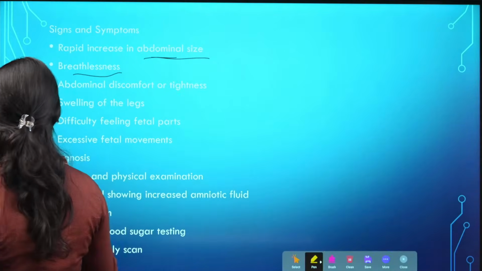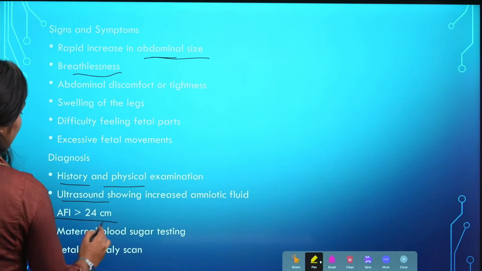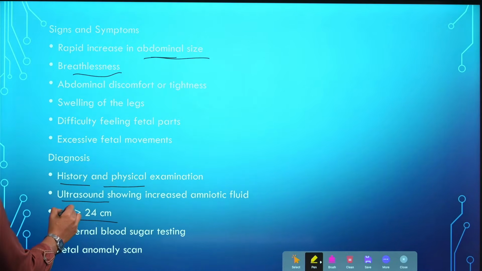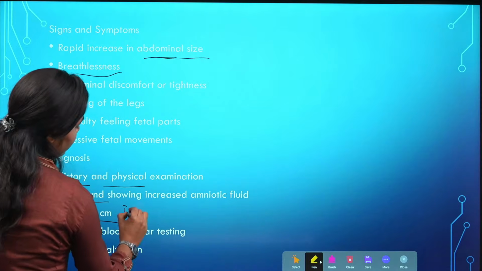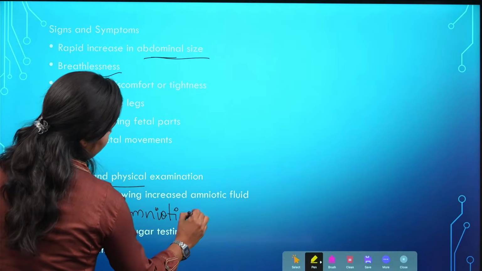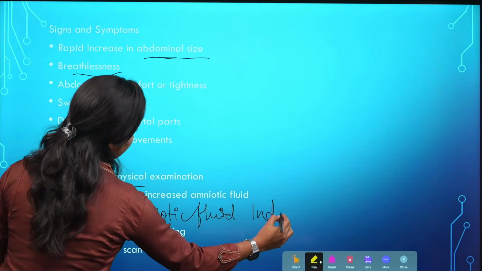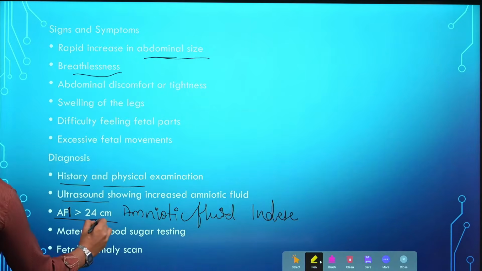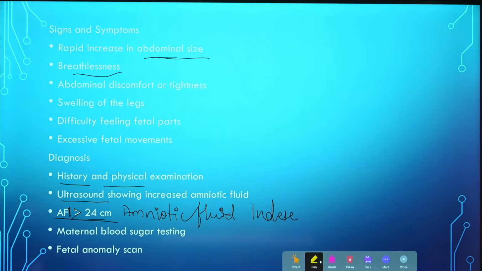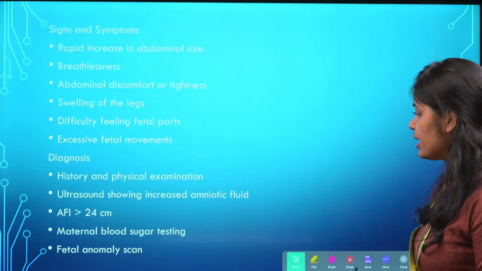Then we are going to diagnose through history collection and physical examination, ultrasound, and we are going to assess the amniotic fluid index. For the amniotic fluid index, the normal index should be less than 24 centimeters, and we are going to do maternal blood sugar testing and a fetal anomaly scan. This is all regarding diagnosis.